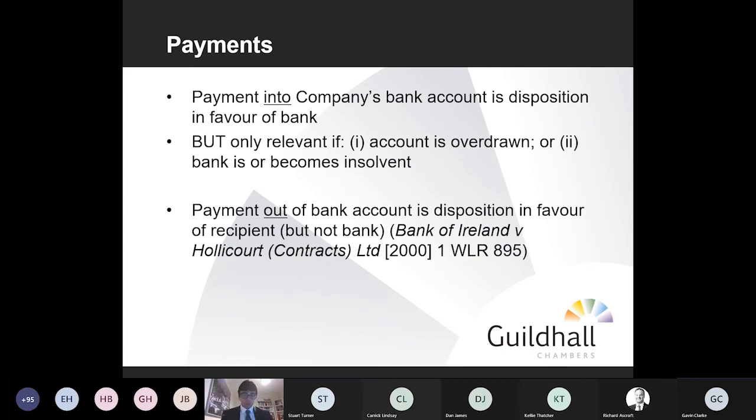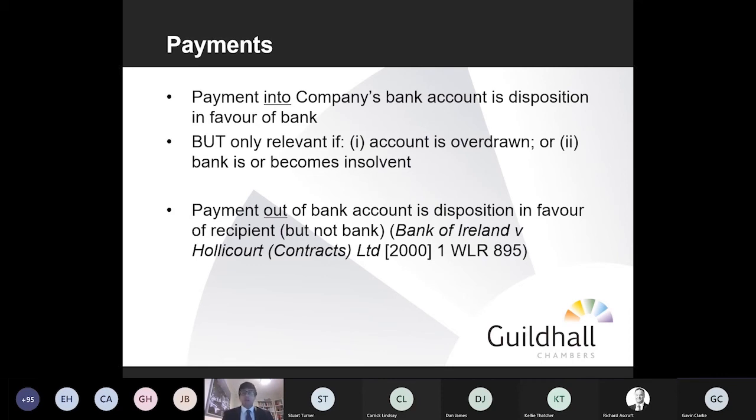Importantly, though, for the purposes of Section 127, although clearly a payment out of a company's bank account is a disposition, it was made clear by the Court of Appeal in the Hollycourt case that it's a disposition not in favour of the bank, but rather in favour of the ultimate recipient of the monies. And that makes logical sense.